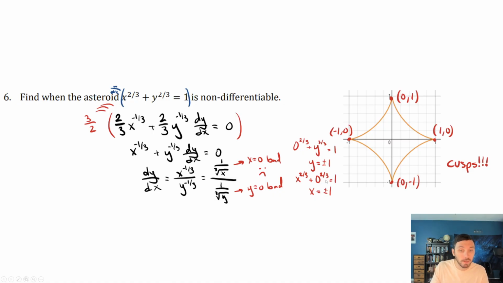And if you were to look for those moments by plugging that 0 into the original equation, you get all 4 of these, which are all cusps.